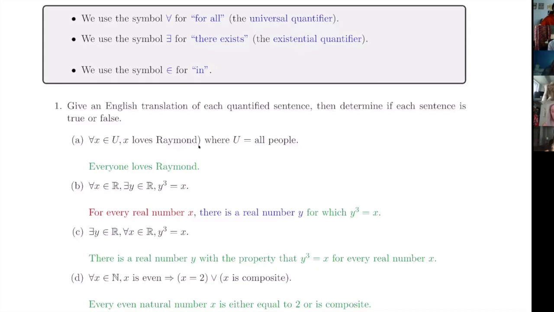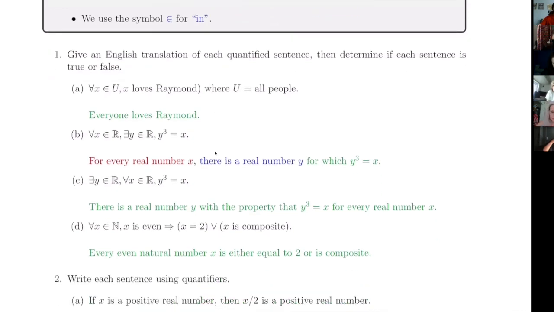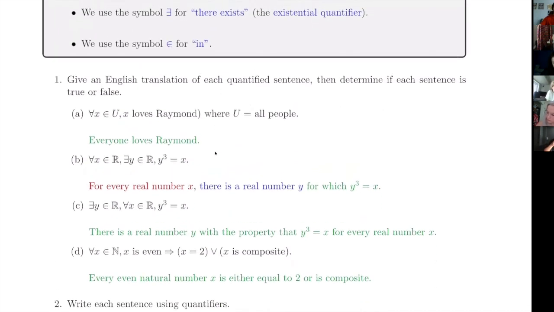I would love to ask these sorts of questions on the Canvas quiz, but I'm a little limited in the question type. The main point here is not just to know what these symbols are, but to be able to translate between symbolic logic and English. Oftentimes a problem is stated in English, and we want to translate it symbolically to see the structure in the statement we're trying to prove. I went through these in the video. Any questions about these interpretations?